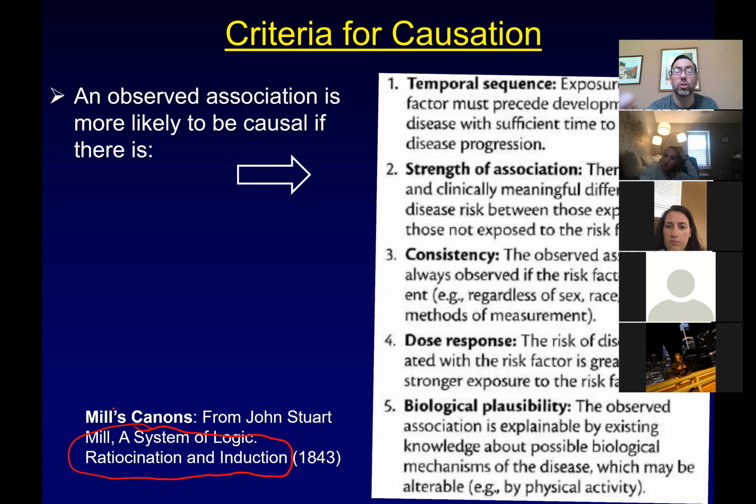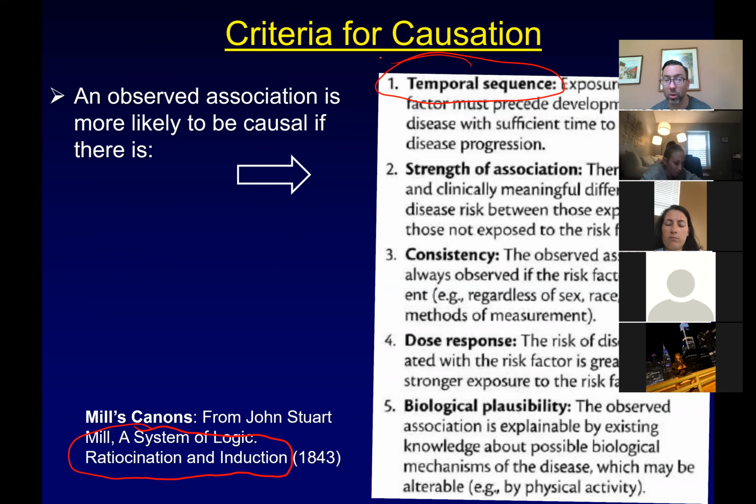Okay. The first of those things is something called temporal sequence. In order for us to say that one thing caused another, the thing that you think is the cause must precede the other thing. So if I'm going to cause my can to be crushed, I have to apply pressure to the can and then it gets crushed. It's not that someone else crushed the can. I was the cause. Does that make sense?